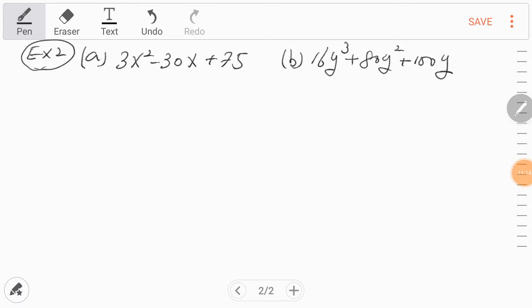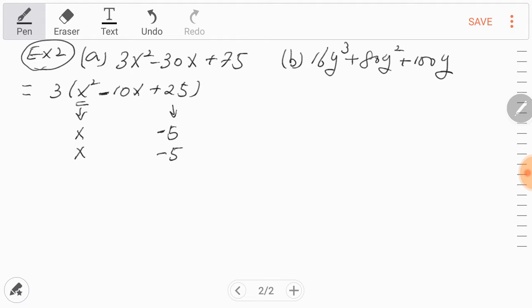Okay, this example has common factors. So first of all, let's factor out the GCF. This trinomial has the GCF 3. So factor out 3, then x squared minus 10x plus 25. Then the parentheses contain a trinomial, so let's check whether we can factor it. The first term is x times x. The third term is 5 times 5. And look at the second term. The second term is negative, so we can make both negative. Negative 5 times negative 5 is positive 25. So we can use negative 5 and negative 5.